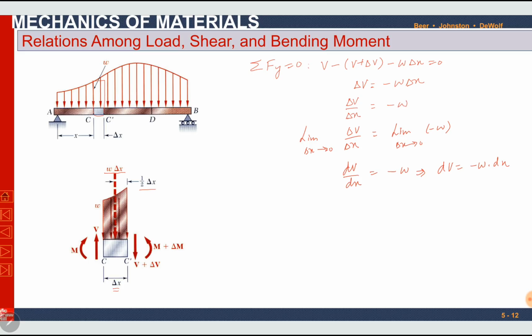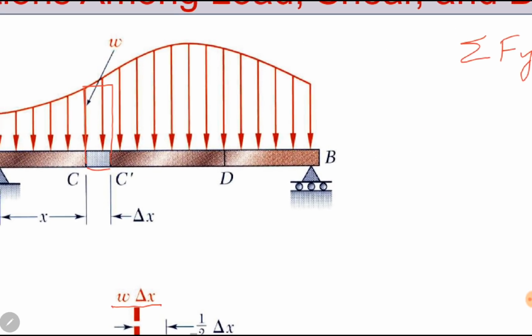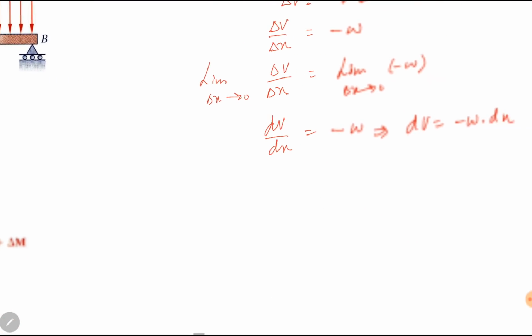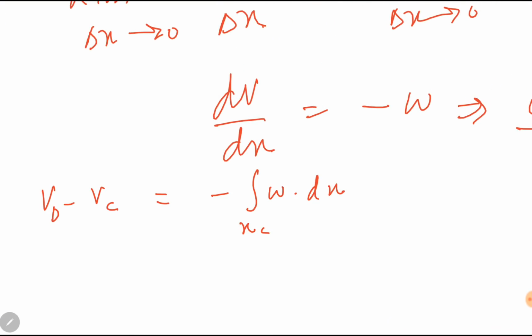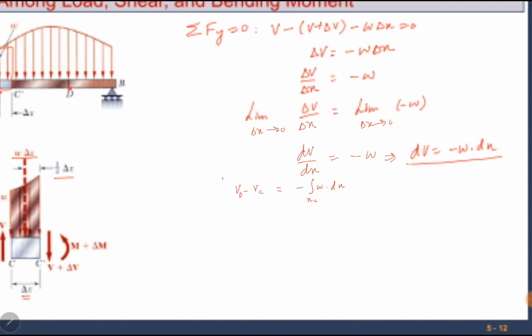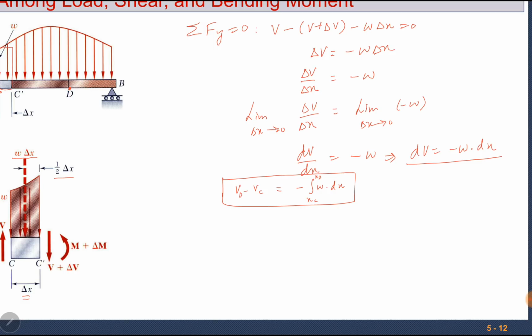If we want to find shear force between any 2 points, for example between point C and D, if we know one of them, either shear force at C or D, we can find the other one. How can we do it? We have to integrate this expression. It will be Vd minus Vc, the shear force at point D minus shear force at point C, is equal to the integral of W dx from xc to xd, the location at C and the location at D. This is the relationship between shear force and distributed load.